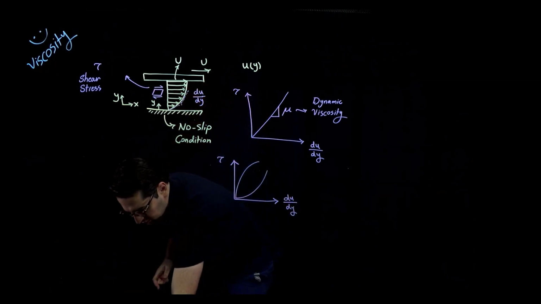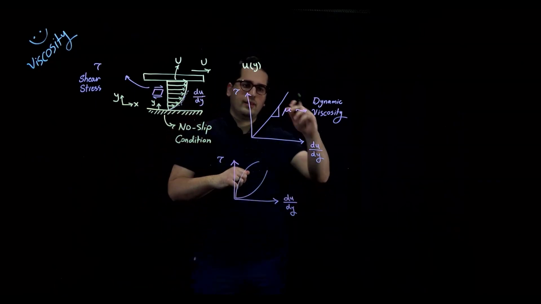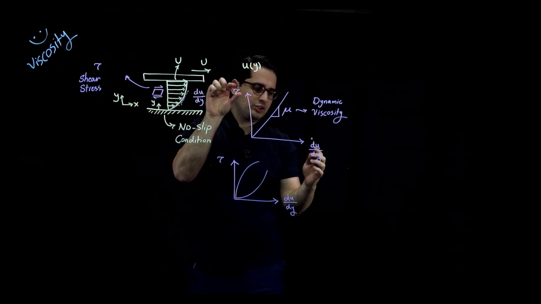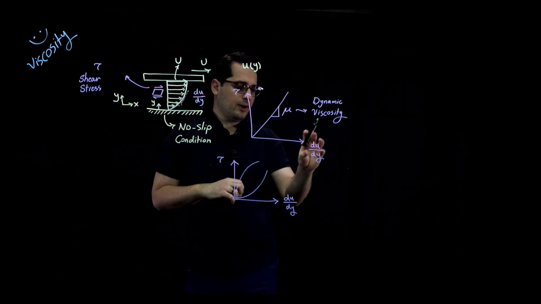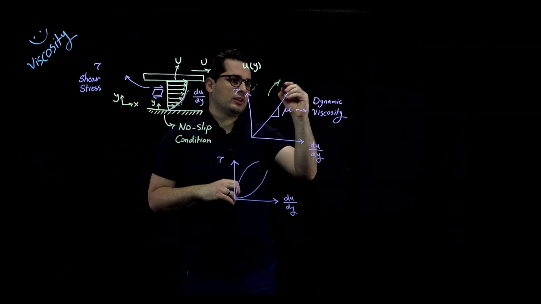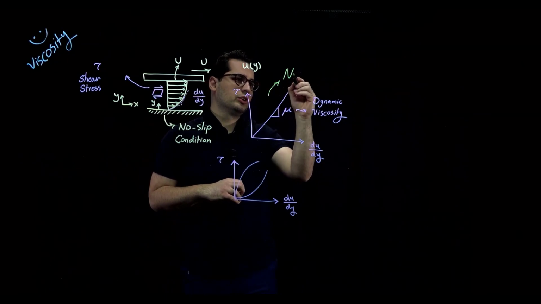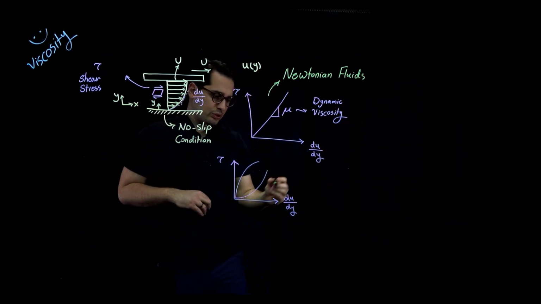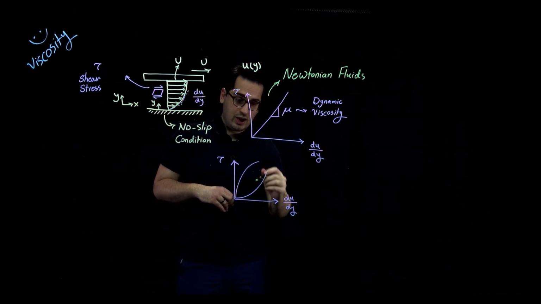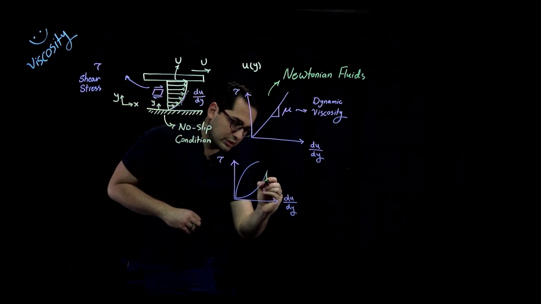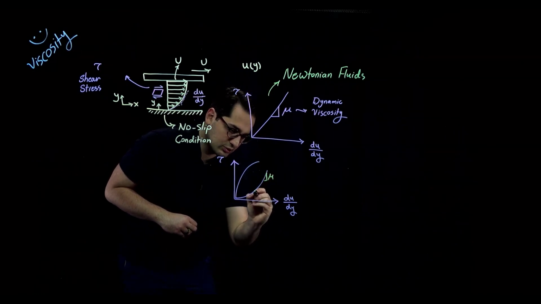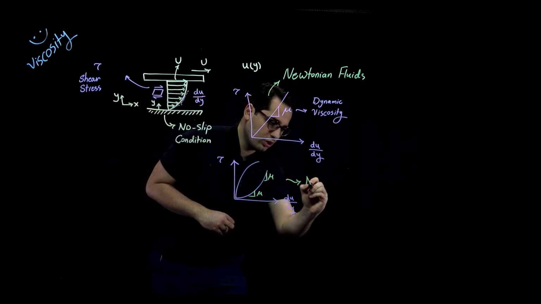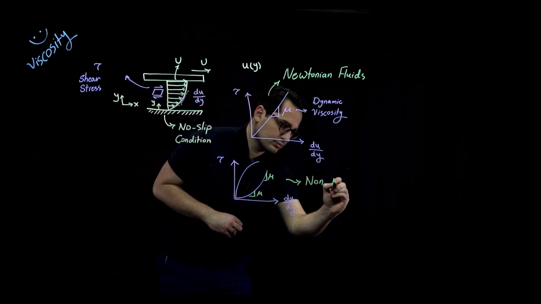Fluids that have a linear relationship between shear stress and velocity gradient, these fluids are called Newtonian fluids. And these fluids, you can see that it's nonlinear. So the slope over here is different from the slope right over here, right? Similarly to that, these fluids are called non-Newtonian fluids.